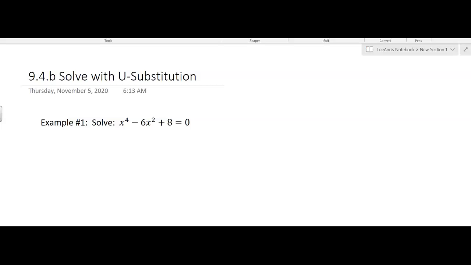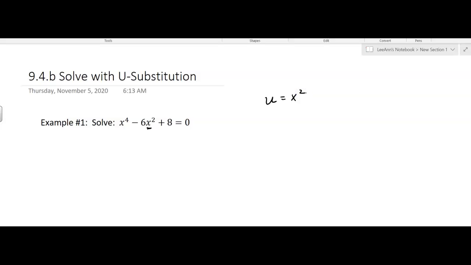So now we're going to use our u-substitution to solve an equation. It's not really a quadratic equation because it's x to the fourth power, but we're going to put it in the form of a quadratic equation by using the u-substitution. So again, we have x squared here in the middle. We're going to let u equal x squared.